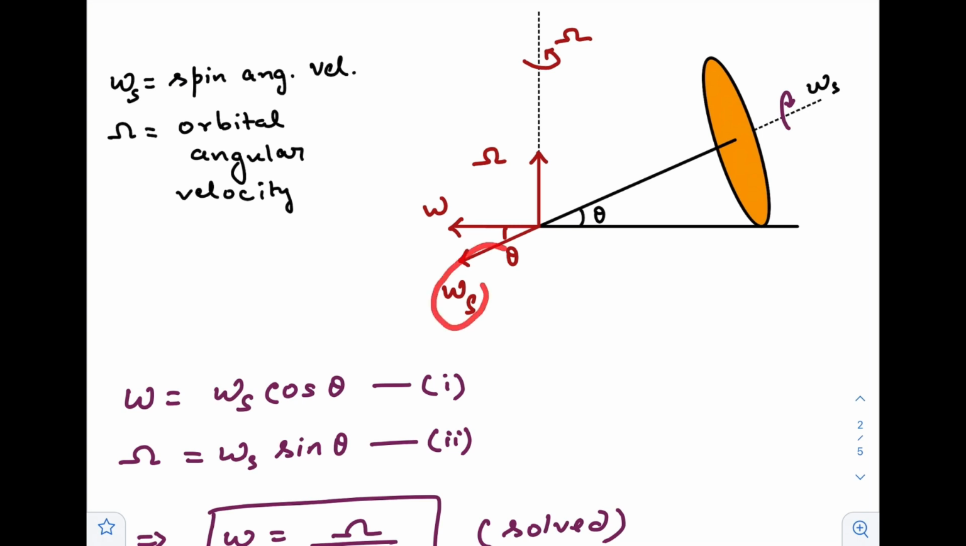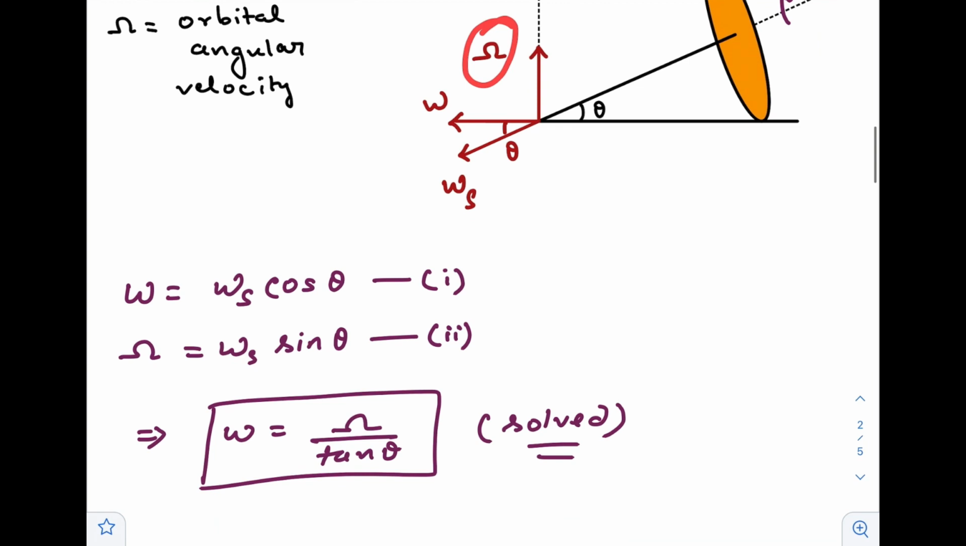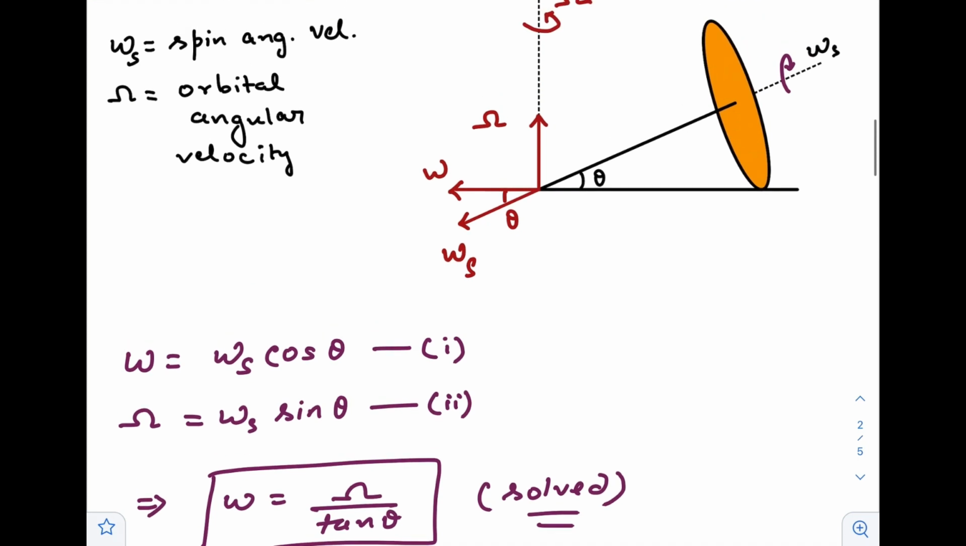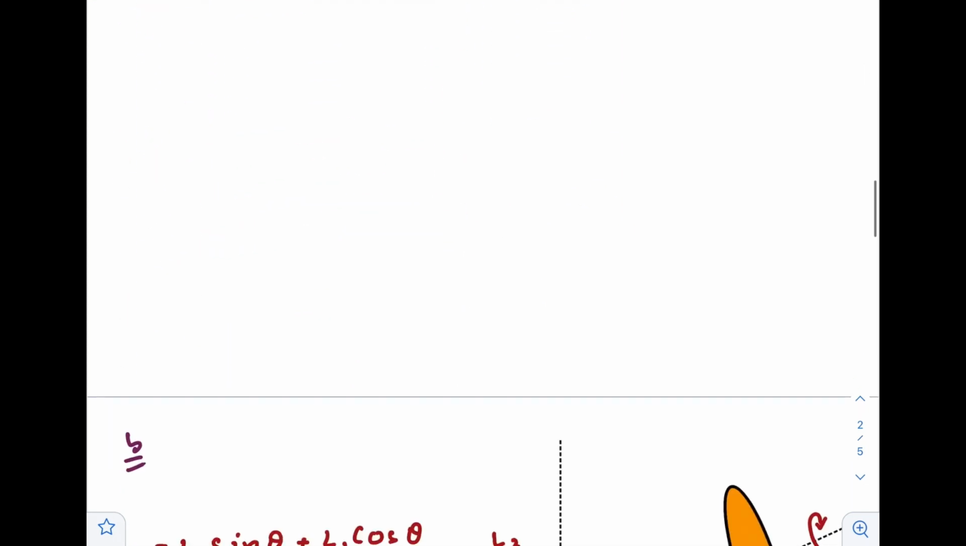So omega_s cos theta gives you omega, and omega_s sin theta will cancel out the capital omega. Using these two equations, we can find the resultant angular velocity, that is capital omega divided by tan theta, directed towards the left. First question solved. Let us come to the next one.